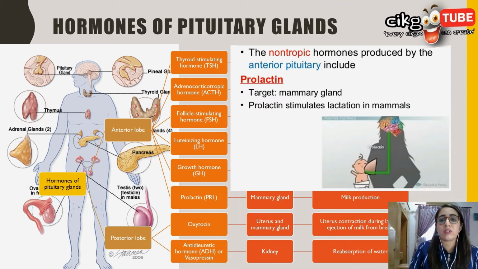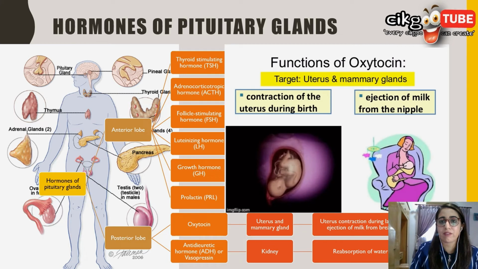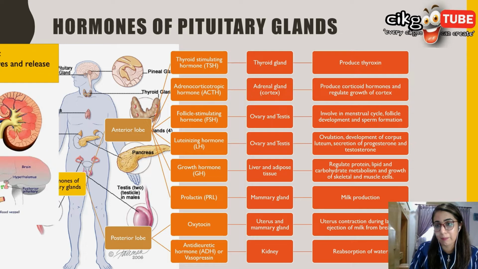And then we have the non-trophic hormones produced by the anterior pituitary gland, which include prolactin, which targets the mammary gland to stimulate lactation in mammals. Then we have oxytocin, which targets the uterus and the mammary gland. This is important during contraction of the uterus during birth and also ejection of milk from the nipple.